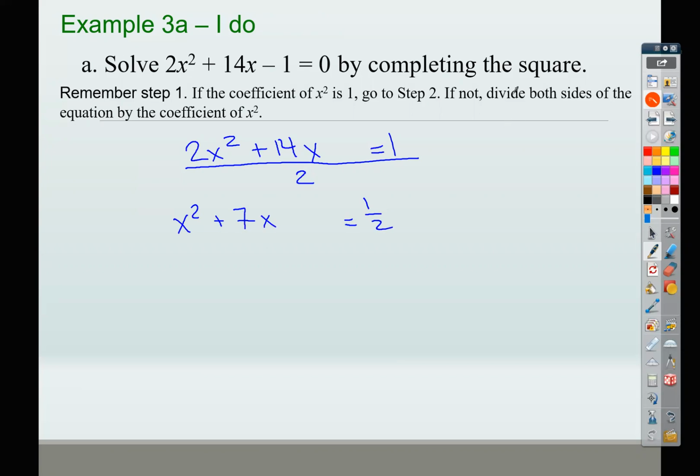So divide 7 by 2 and square it so you get 49 over 4. So I'm going to add that to both sides.